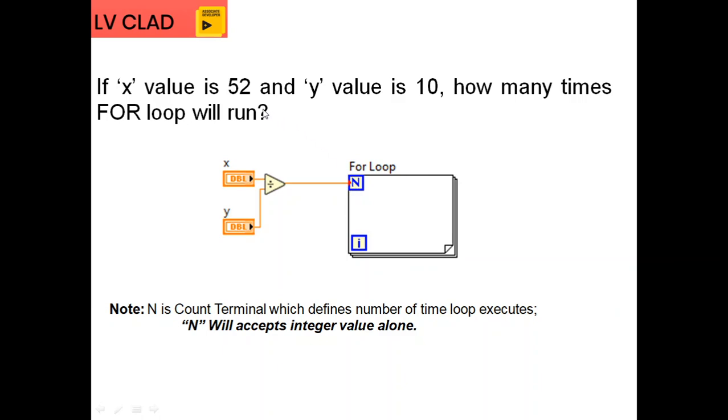So 52 divided by 10 is 5.2. The loop will never run for 5.2 times, so it will accept only an integer, which is also mentioned in the key point. N will accept an integer value alone. So let us check along with the hands-on session.